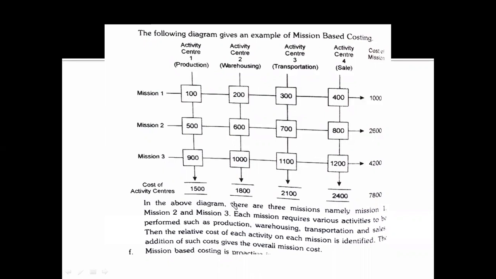So in the above diagram, there are 3 missions, namely mission 1, 2, and 3. Each mission requires various activities to be done. And then the relative cost of each activity is identified. When we add all these costs, we will get the complete mission cost. Compared to ABC analysis, this is more practical. But what we have to remember is that the inputs we are getting are from the ABC only. And this is more practical and less time consuming as well. So this is mission-based costing.